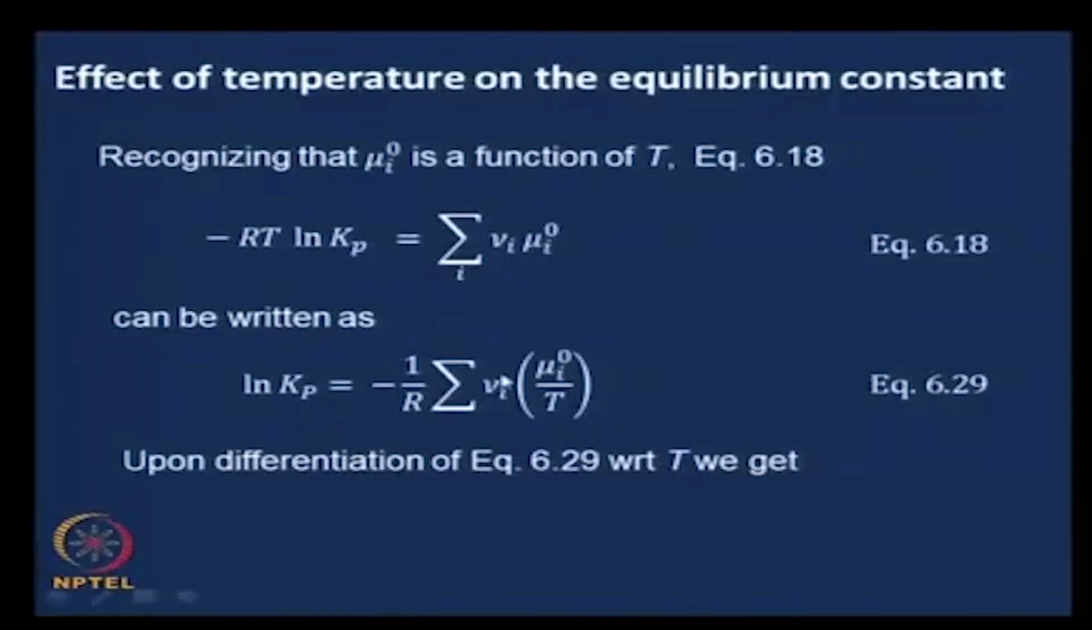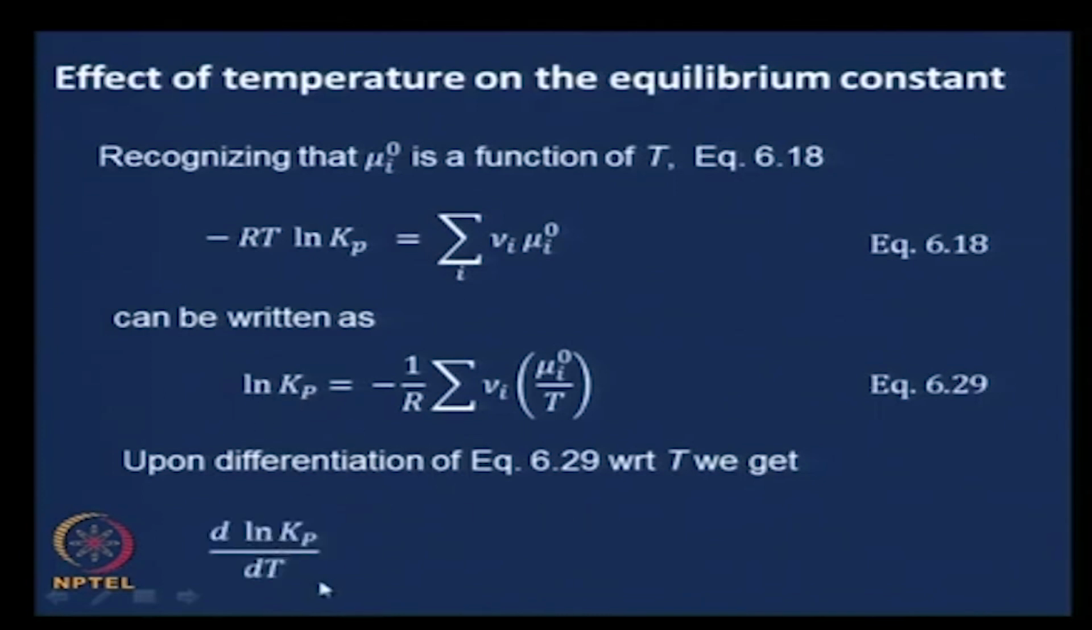This is why we did it. We are going to differentiate this expression, and when we differentiate, it is good to know the functionalities clearly, and that is why we had grouped it with μi°. μi°/T is inside the sum here, the product is νi μi°/T. If we differentiate equation 6.29 with respect to T, in fact that is what we are looking for. We are looking for the effect of temperature on the equilibrium constant. The equilibrium constant that we have considered first is Kp.